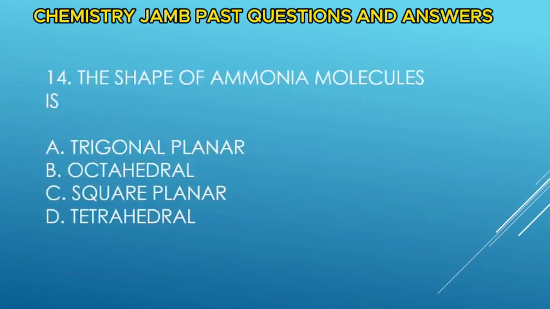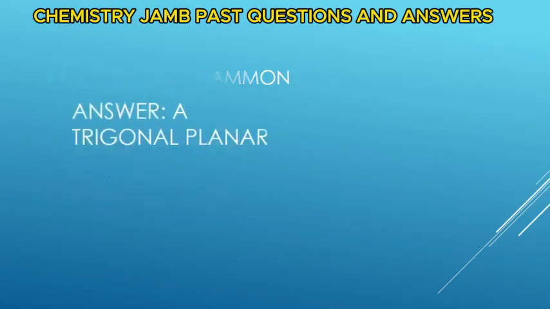Question number 14. The shape of ammonia molecules is A. Trigonal planar, B. Octahedral, C. Square planar, D. Tetrahedral. The answer is A, which is trigonal, because if you look at it, ammonia has the formula NH3 and the hydrogen is 3, and if it's 3, that means you have 3 sides, and the 3 sides means it's in the form of a triangle, which is trigonal planar.